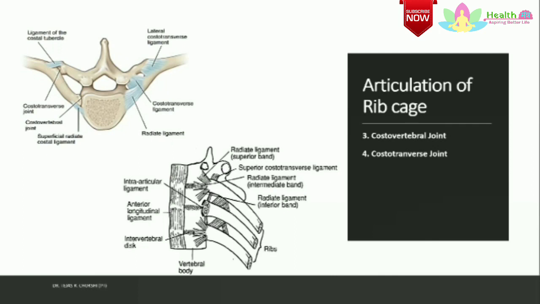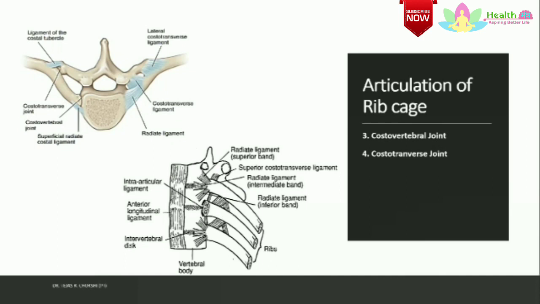Now if we talk about the costotransverse joint, it is also a synovial joint. It is formed by the articulation of the costal tubercle of the rib with the costal facet on the transverse process of the corresponding vertebra. There are a total of 10 pairs of costotransverse joints from T1 through T10, with the ribs of the same number.